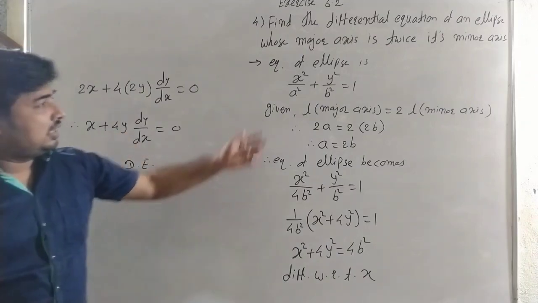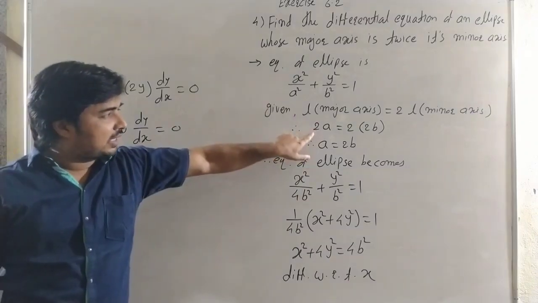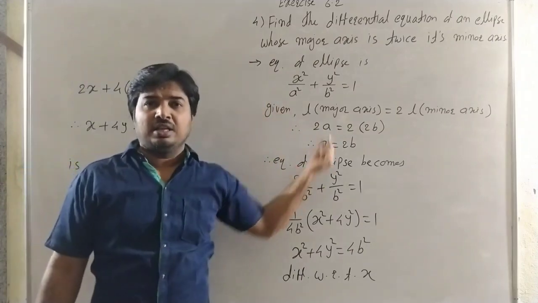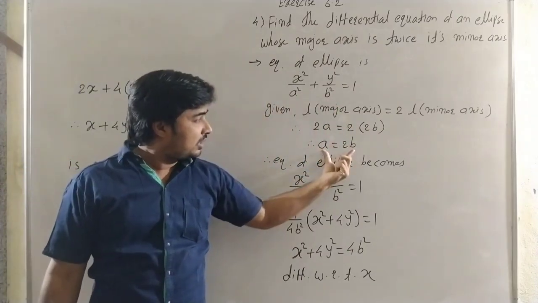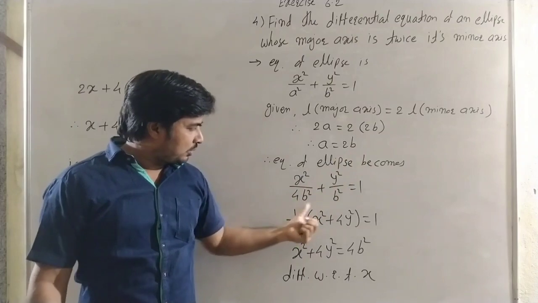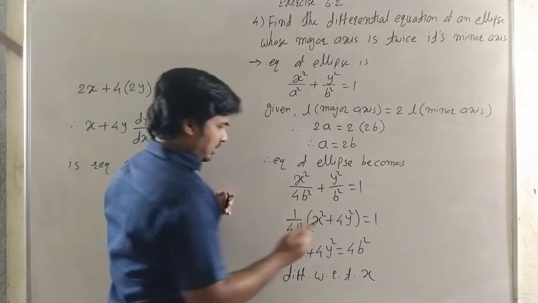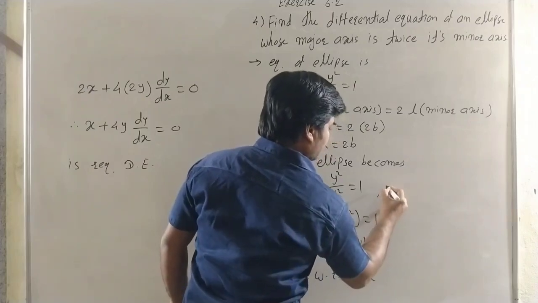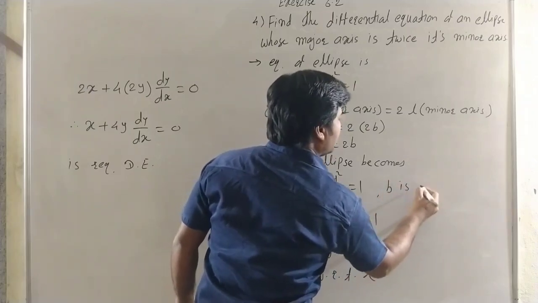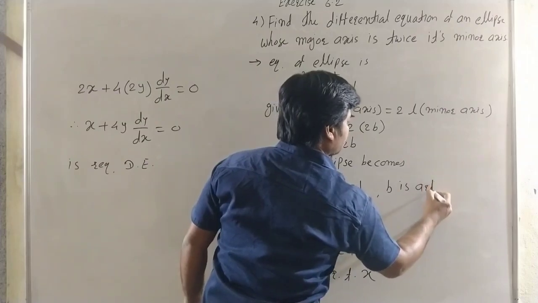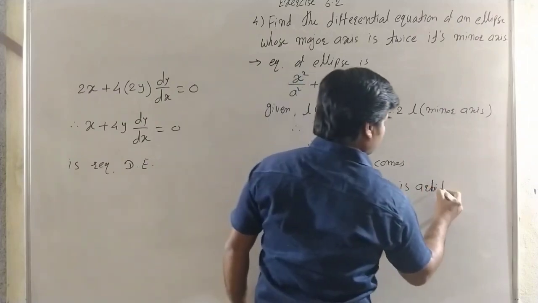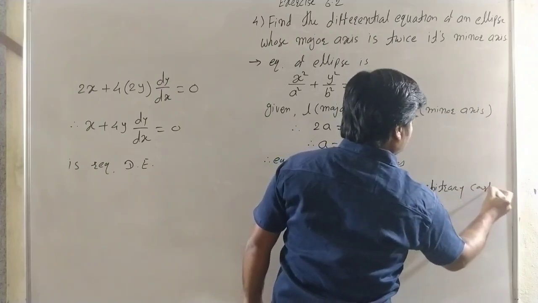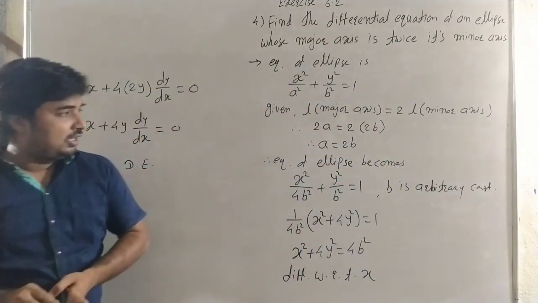Here the condition is length of major axis is twice the length of minor axis. That means 2a is equal to 2 into 2b. 2a is the length of major axis and 2b is the length of minor axis. We get the relation, put the value of a. Therefore here only one arbitrary constant, B is arbitrary constant.